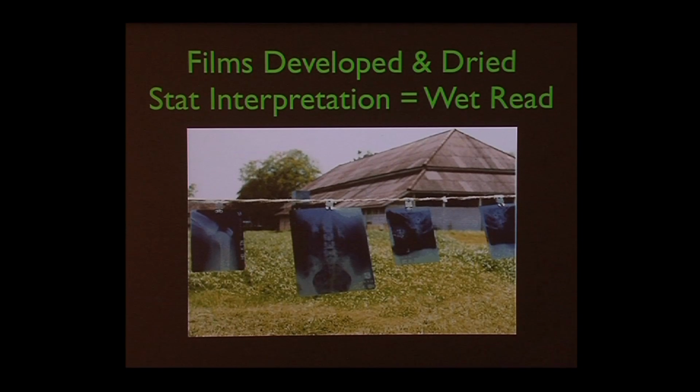But all through the years, there were developments: better films, better ways to develop films. Initially, this is the way they were developed. They were hung on a line, maybe not outside, but inside, for a wet read, or a stat read, while it was still wet. The doctor would come and say, what did it show? And it's dripping wet, but you show them, and they called that a wet read.